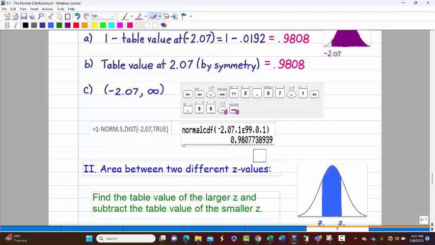There it is, 0.9808. Now the NORM.S.DIST in Excel: in the calculator you can just change this and write it from lowest to highest. In Excel you cannot. In Excel you have to use 1 minus. So you just do 1 minus NORM.S.DIST of negative 2.07, TRUE. There is no option there.